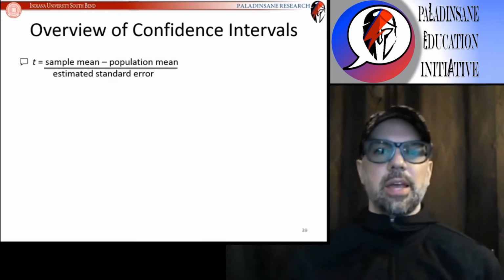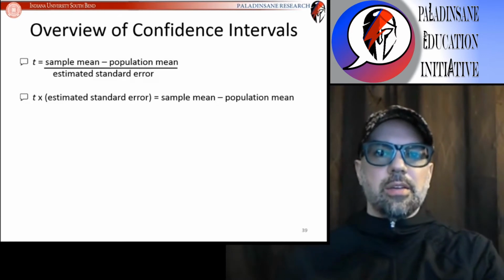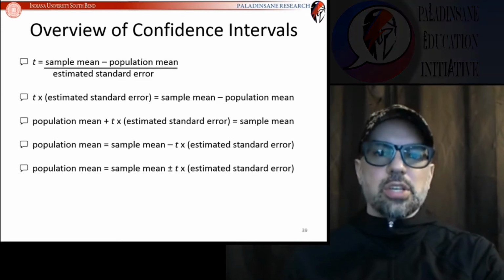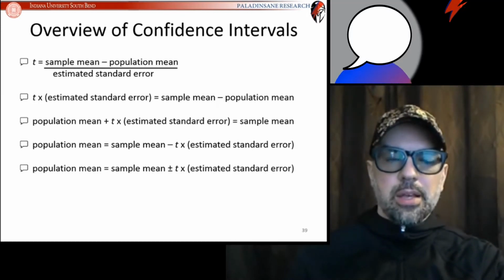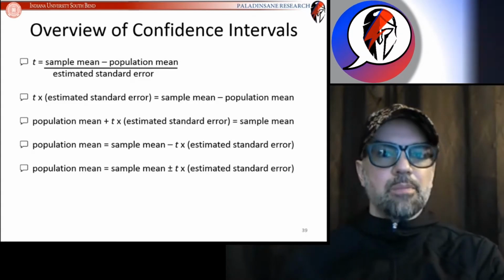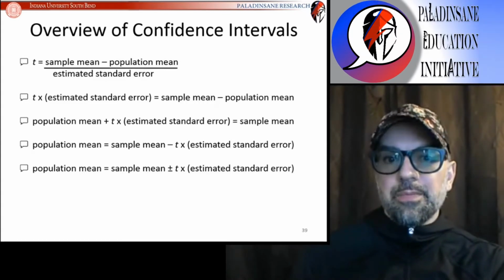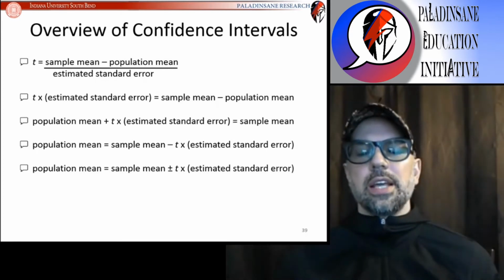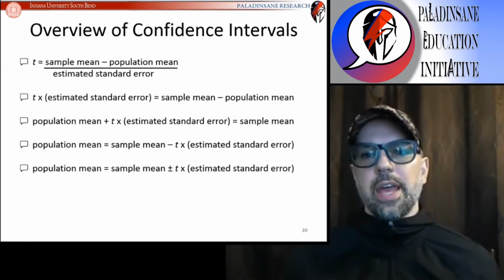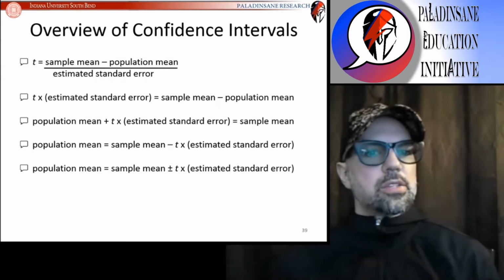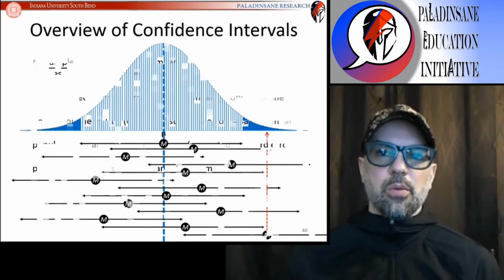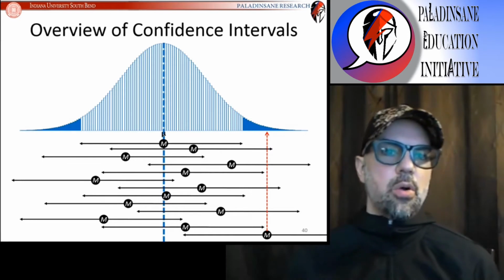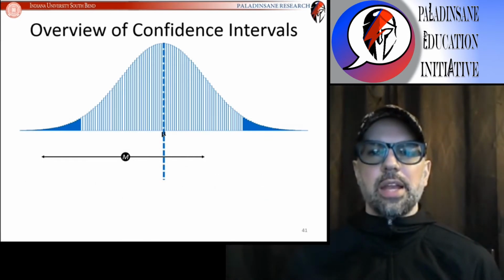So using algebra, we can isolate for that population mean. And this equation becomes: the population mean equals your sample mean plus or minus your t-statistic multiplied by your estimated standard error. And that t-statistic is your critical t-score. It's your cutoff t-score for the tails of your distribution. So let's take a look at this equation, and we'll put it here in this visual representation. So we're going to hone in on, focus in on this interval right here.